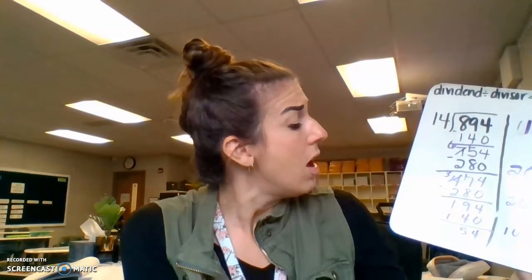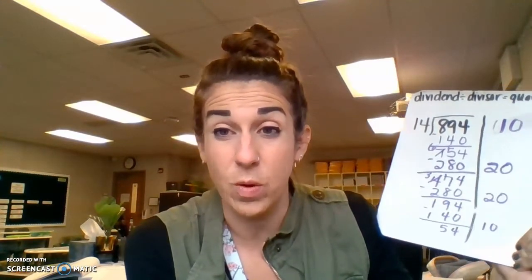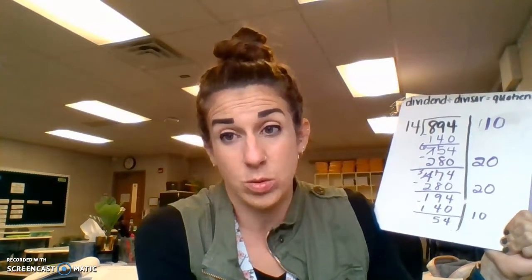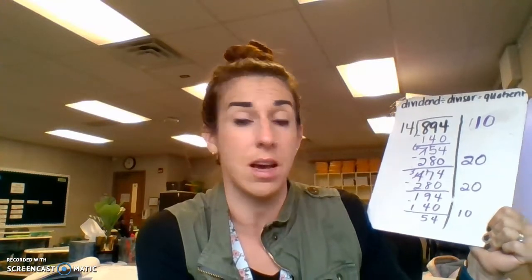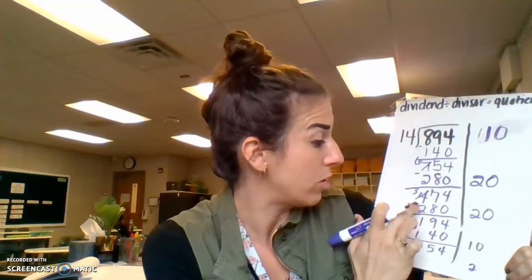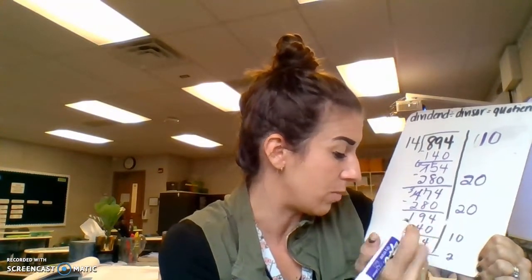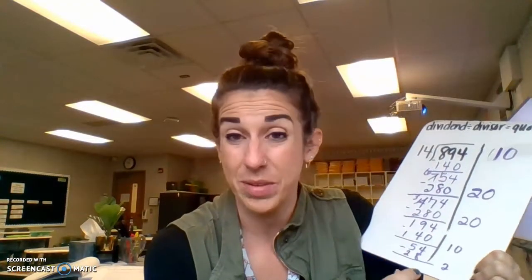Now, I have 54, and 14 can go into 54. I know 14 can go into 54 at least 2 times. Again, take easy numbers. Make this easy on yourself. So I'm going to put a 2 over here. Remember, 2 times 14 is 28. So I'm going to subtract, and I'm getting a little hairy because I'm running out of space here, but that's okay.